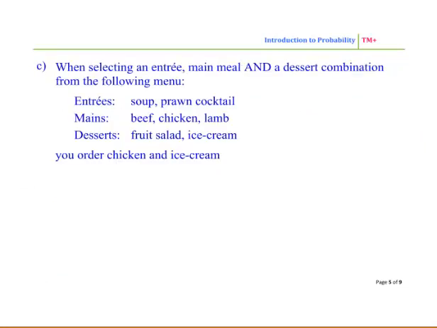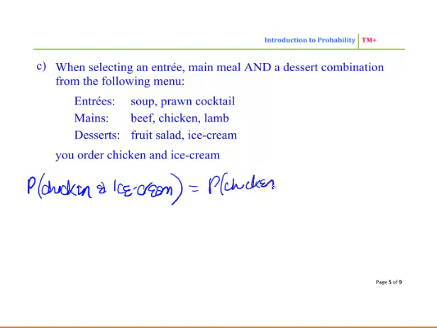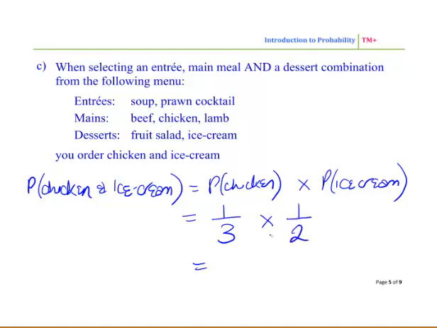Next, selecting an entree, main, meal and dessert combination from the following menu. So this one's much more complicated. Now you want to order chicken and ice cream. So the probability of chicken and ice cream. Now you can remember how detailed the sample space for this one was. So it's just going to be the probability of chicken times the probability of ice cream. Well, the probability of selecting chicken, you've got 1 out of 3 different mains, so 1 in 3. Probability of ice cream is 1 in 2, so 1 over 6. Much quicker than the sample space.